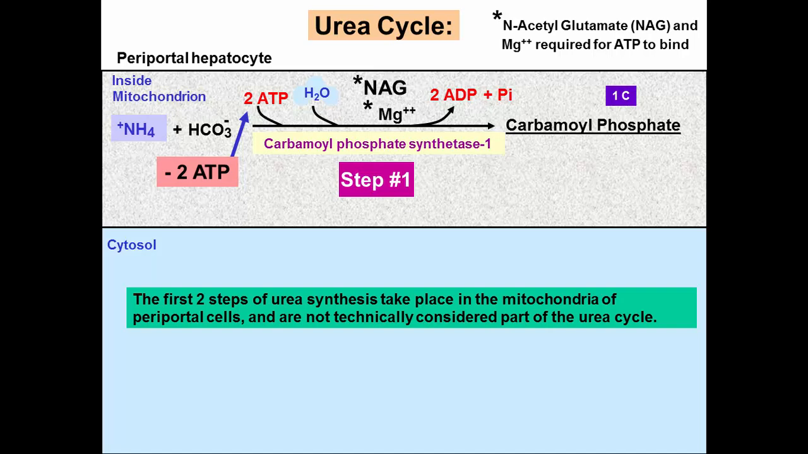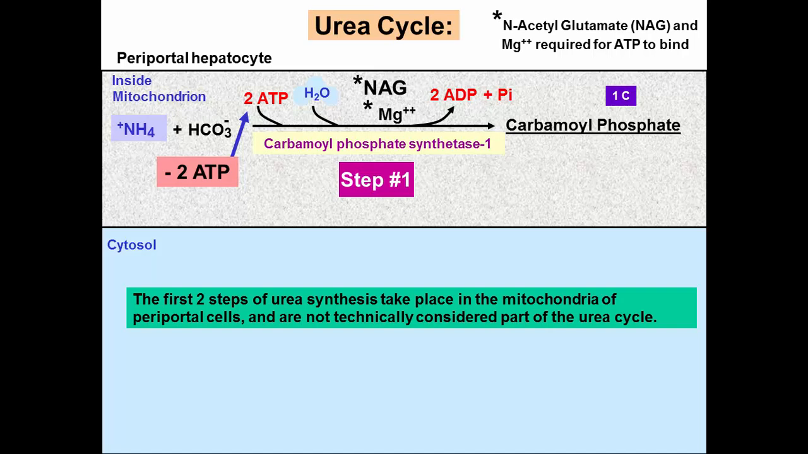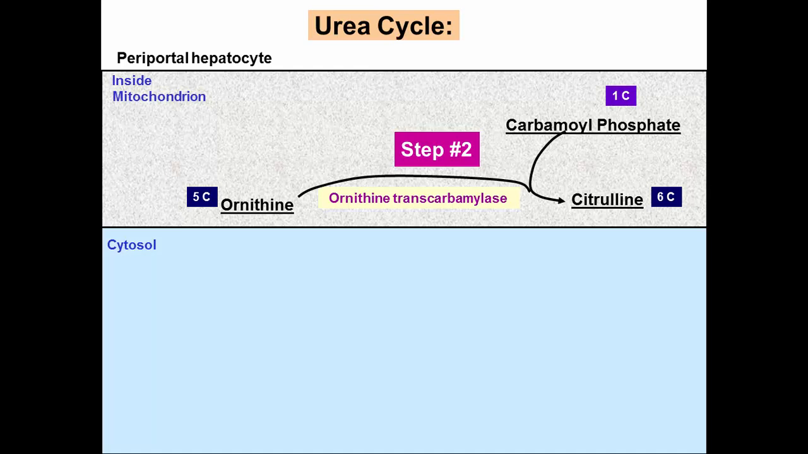The other major point that I probably didn't make before is that this step uses 2 ATP, right? You've got 2 ATP going to 2 ADP, so two ATP are cleaved in that first step. Second step, and we're still back in the mitochondria, and now I've put in the carbon so you can see what's happening here. Carbamyl phosphate is 1 carbon. You combine carbamyl phosphate plus ornithine, you get citrulline, which is a 6-carbon entity.